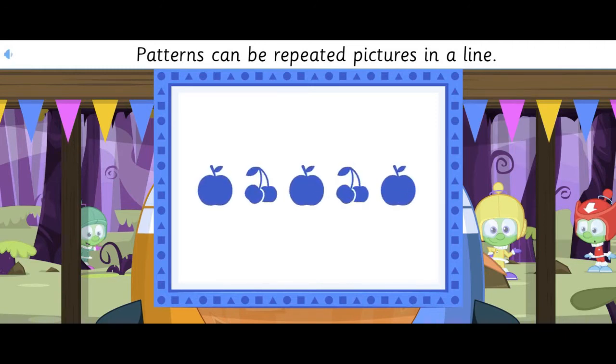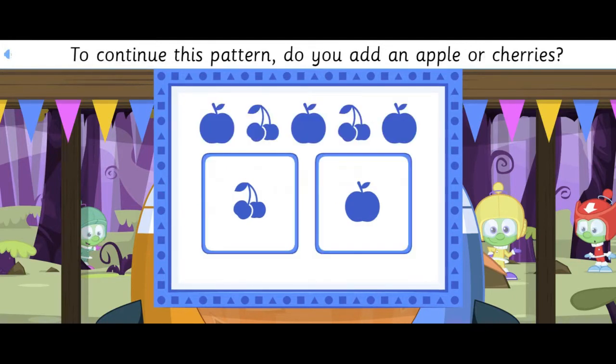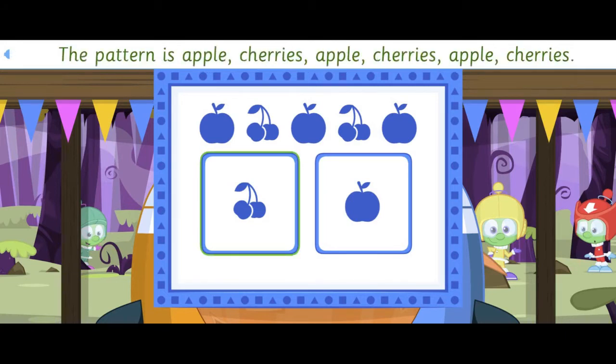Patterns can be repeated pictures in a line. This pattern is apple, cherries, then apple. To continue this pattern, do you add an apple or cherries? The pattern is apple, cherries, apple, cherries, apple, cherries.